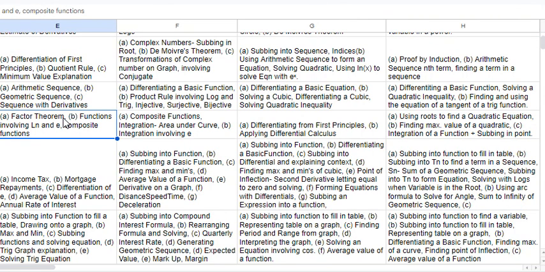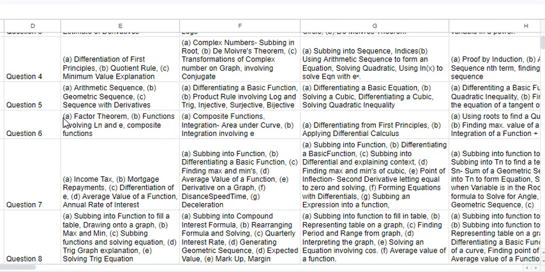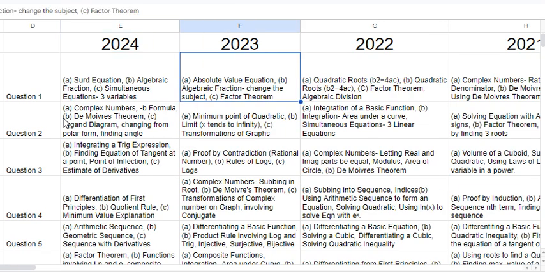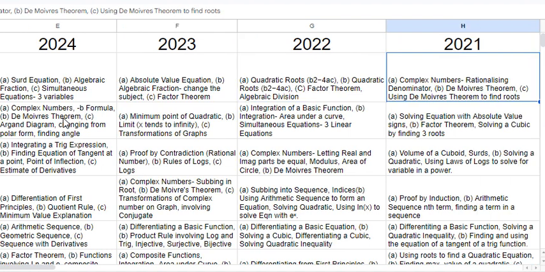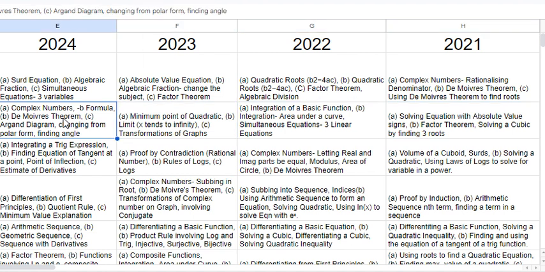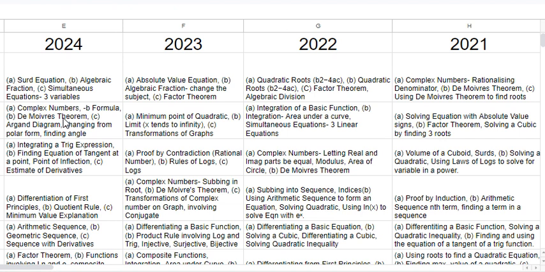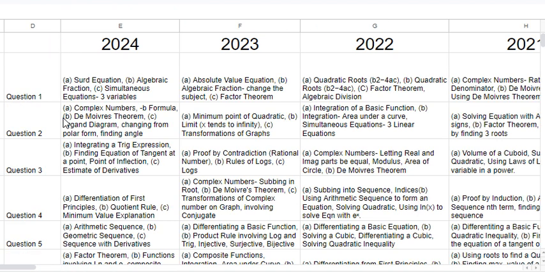So it was unusual, it didn't come up in the early part of the paper. It actually came up in question 6 there as part A of question 6 last year. But usually it does come up towards the start there. It came up in question 1 in 2023. Then in 2022 it came up in question 1 as well in part C. And then in 2021 it came up in part 2B. Generally it does come up as a bigger part of a question really. It comes up in the part B or part C.